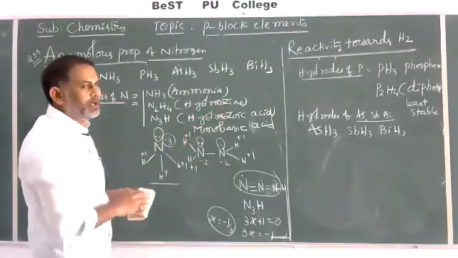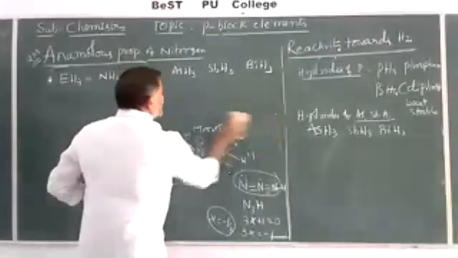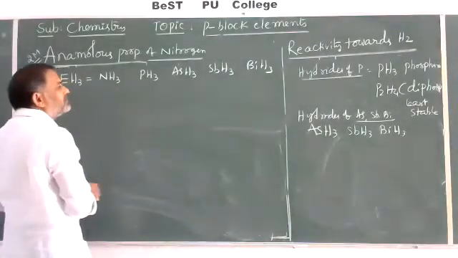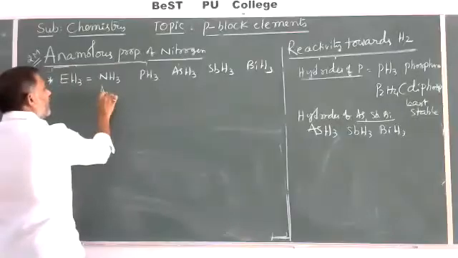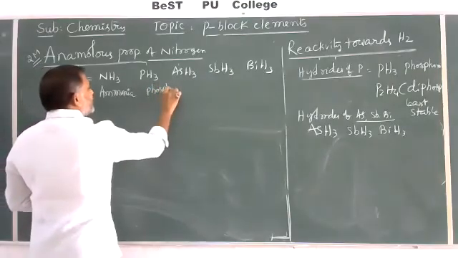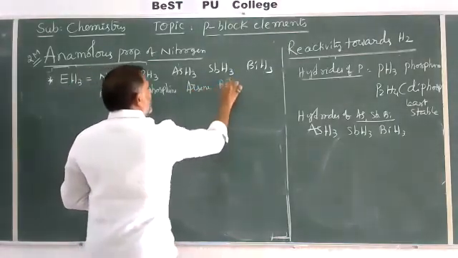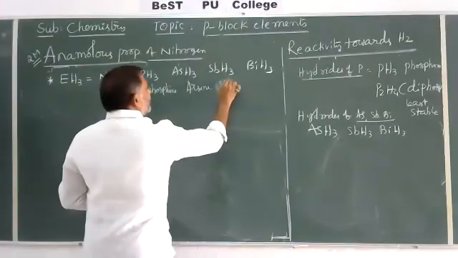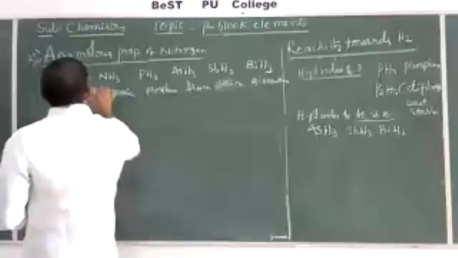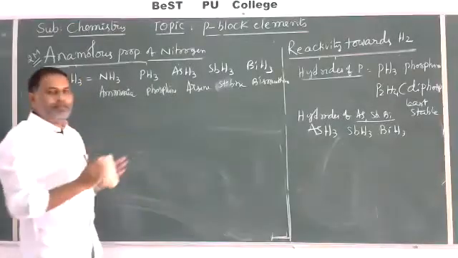Different hydrides of 15th group elements. Okay, we know there are some important, common hydrides of 15th group elements. That is ammonia, phosphine, arsine, stibine, bismuthine. This is ammonia. We know regularly we can use this ammonia. This is phosphine. A phosphine preparation method is there, I will explain. This is arsine, this is stibine, this is bismuthine. Based on all this, some important properties are there for objective as well as theory.